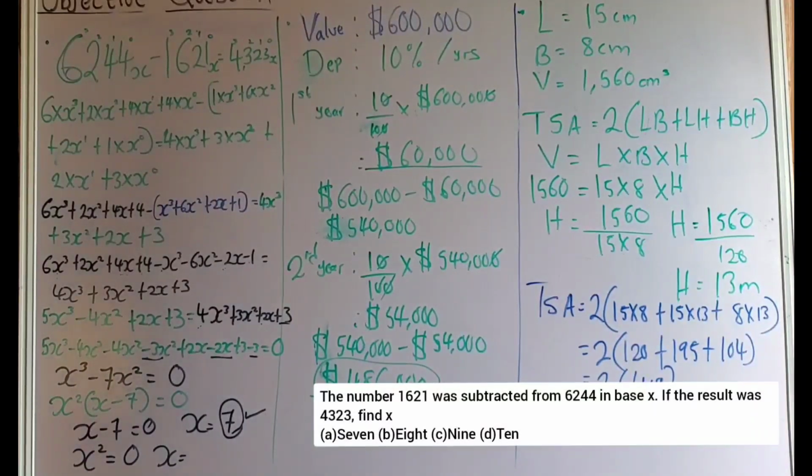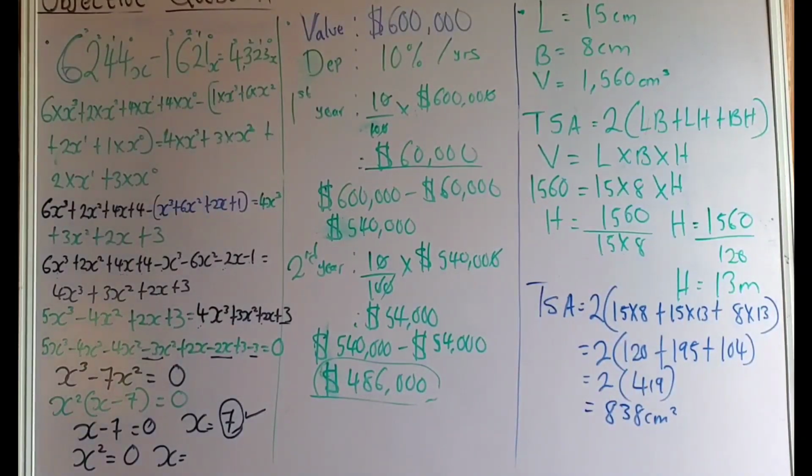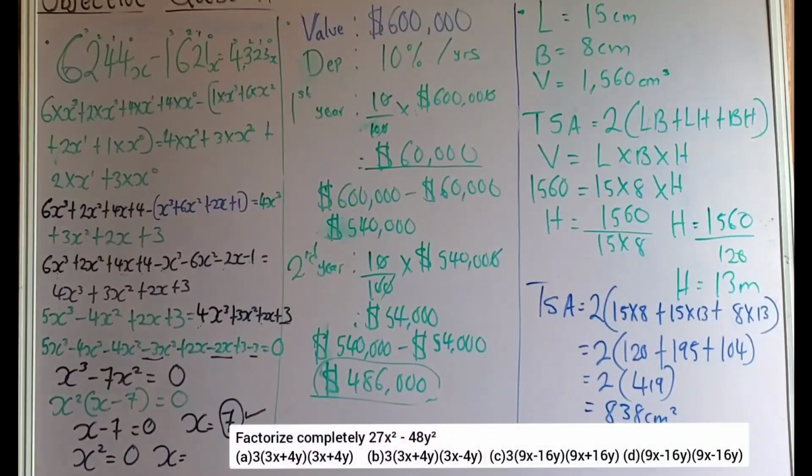So let us check the correct option to that question. We have option A, we have 7. Option B, we have 8. Option C, 9. And option D, we have 10. The correct option to that question is option A, which is 7. Okay, so that is the solution to that question. Now let us move to the next question.